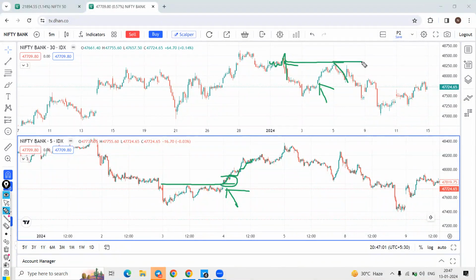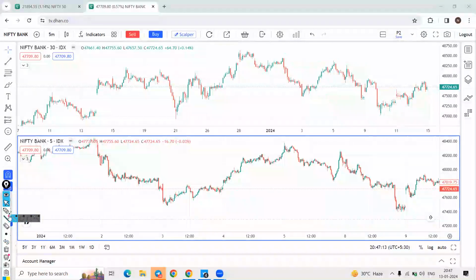Same story continues. Previous day's high, not crossing. This is the same story which is continuing: struggling to cross the previous day's high, taking resistance here. That is where more tops are getting formed.